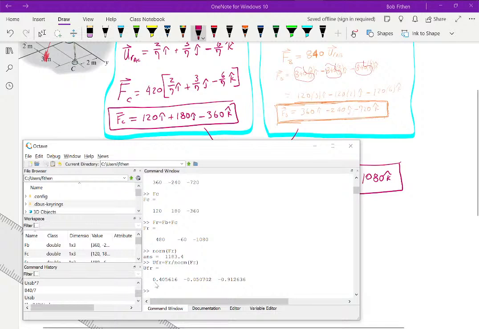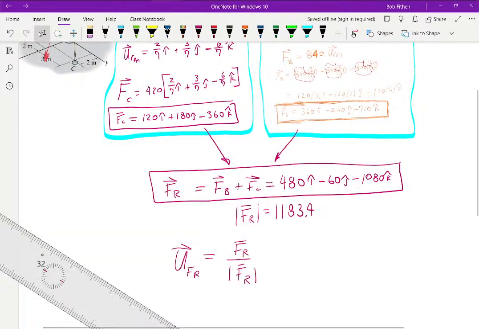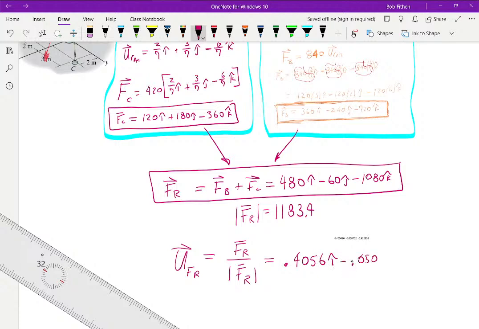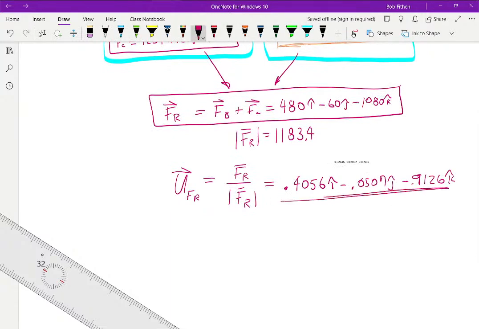Since these don't correspond to anything probably integer-like, I'm going to do a copy, and I'm just going to paste right here, just so I can keep it: 0.4056i minus 0.0507j minus 0.9126k. So I'm sitting here looking at this vector. Now, it turns out, of course, the length of this vector is 1.